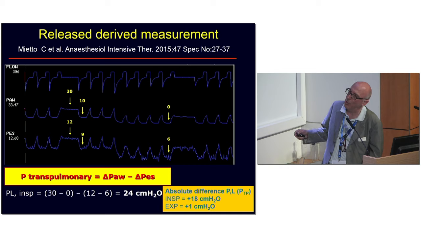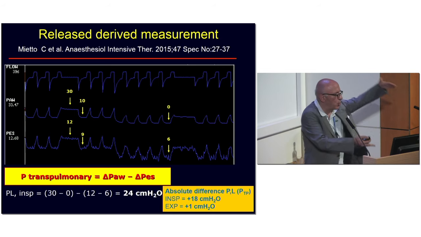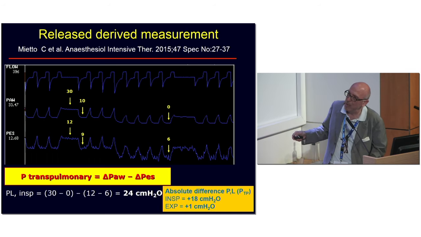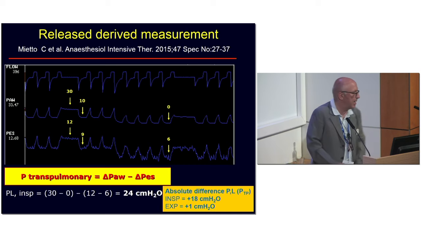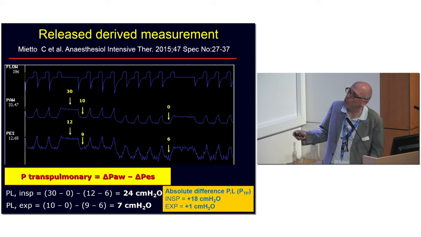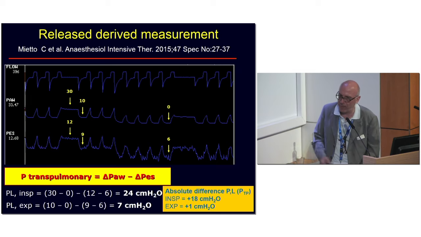It's calculated like 30 minus ZIP, minus 12 minus 16. So the major change in transpulmonary pressure. This means that you have around 24 centimeters of water. Compared to 18, that is very different. If you look at PEEP, it is 10 minus 0 minus 9 minus 6. So it means 7 centimeters of water, which is completely different from 1.